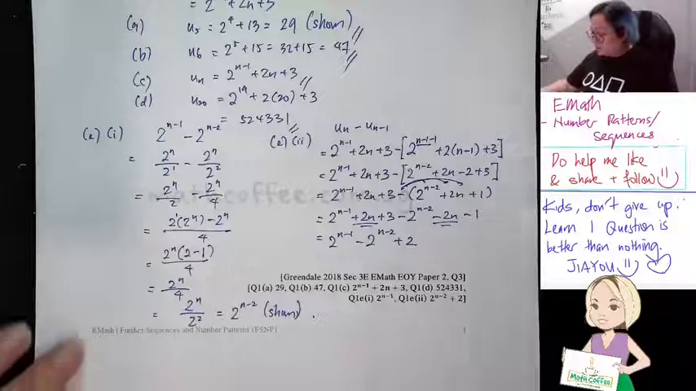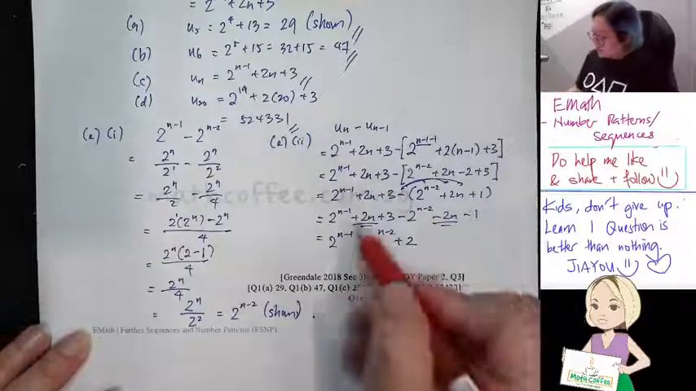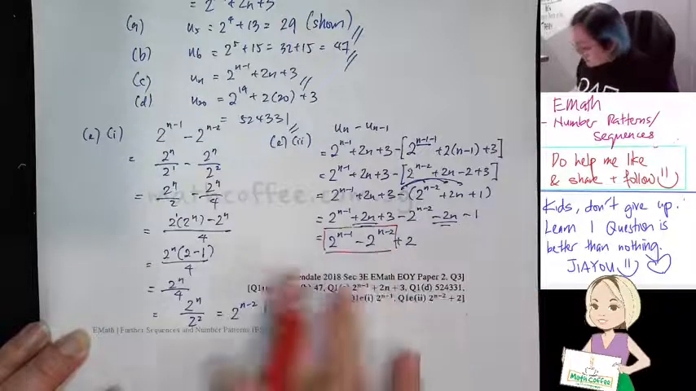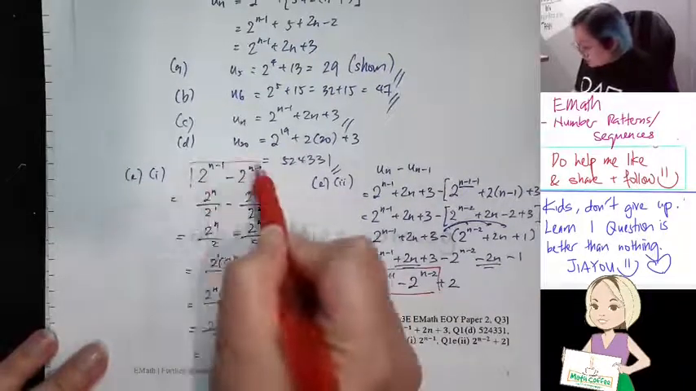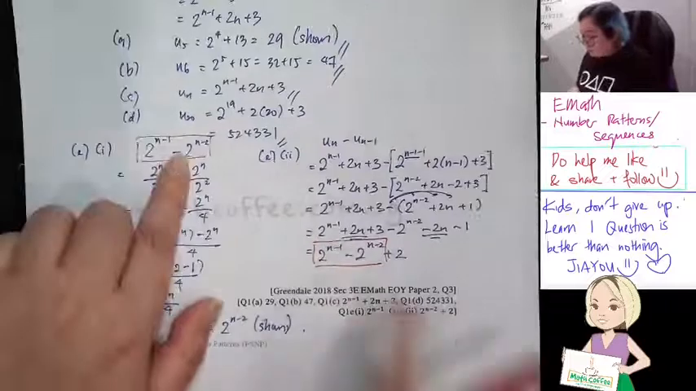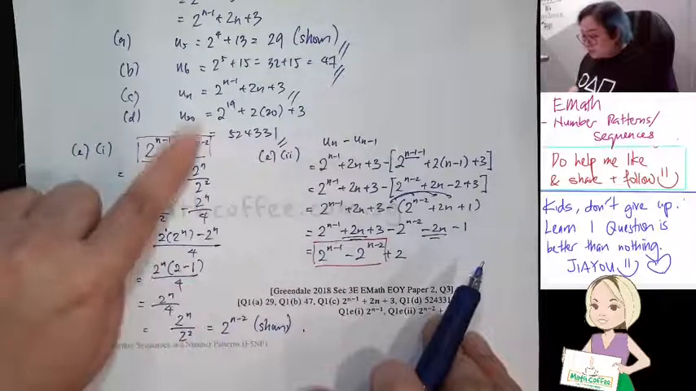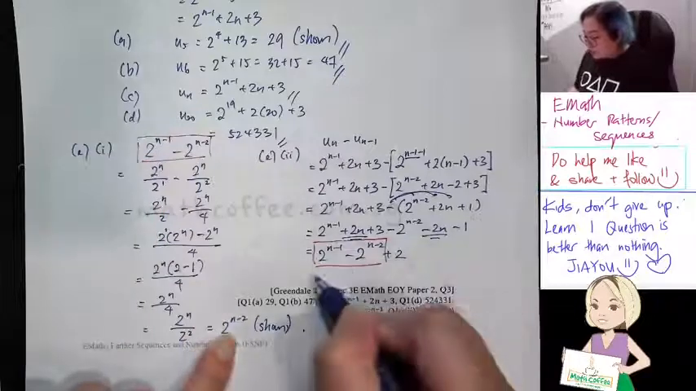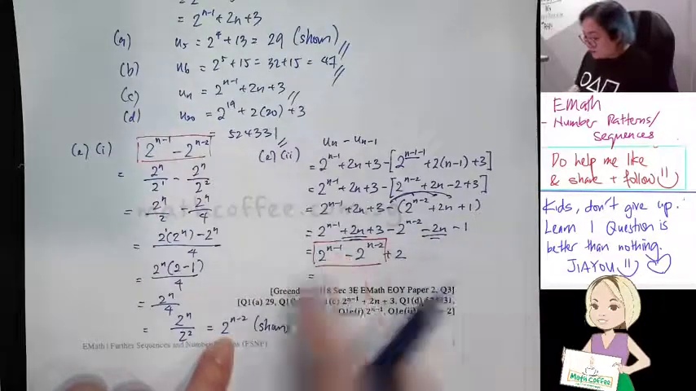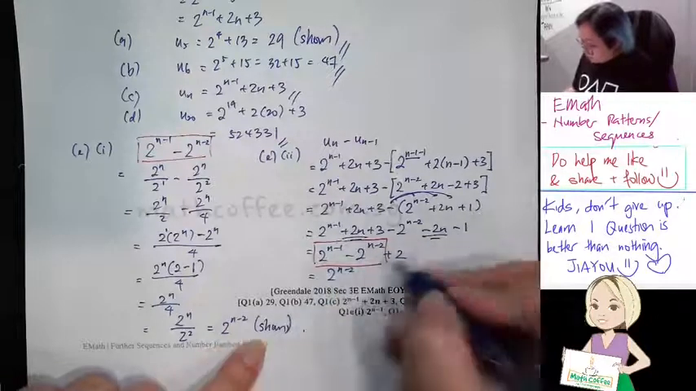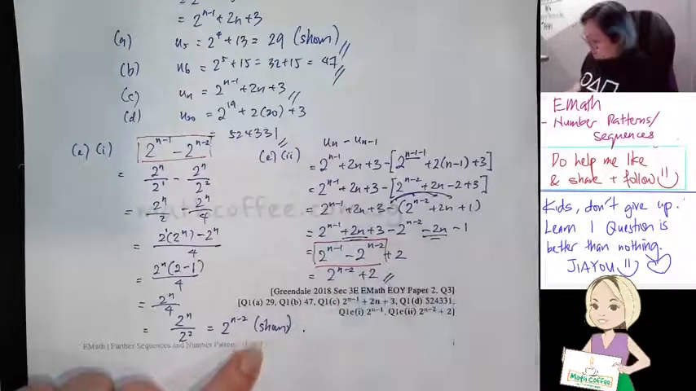If you recognize, see here, this is what we did here. Previously we already simplified this to become this. So all I need to do is just replace this with this. So that means it's 2n minus 2n plus 2. Done.